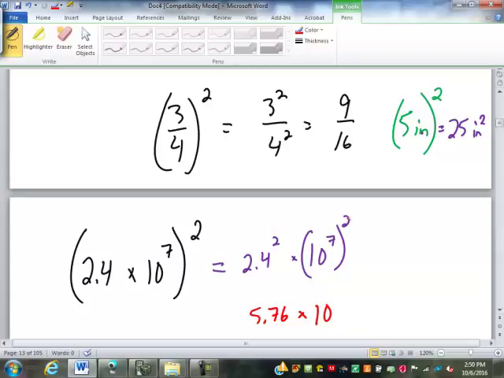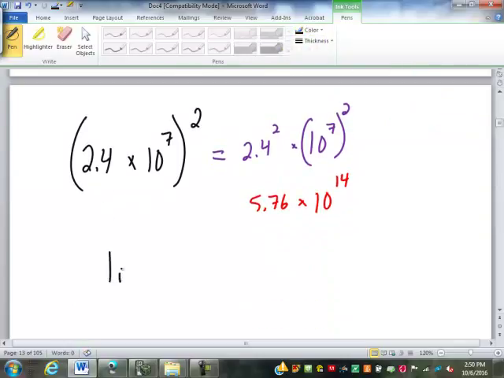A power of a power. What do we do with the powers? Times. 7 times 2 is 14. 10 to the 14th. Very good.